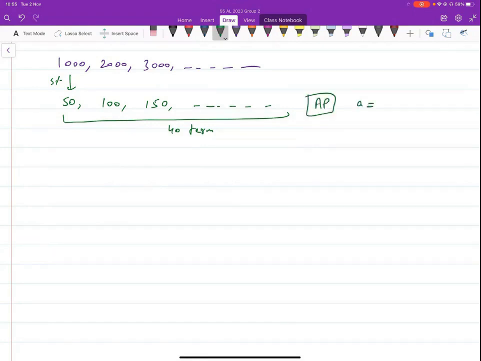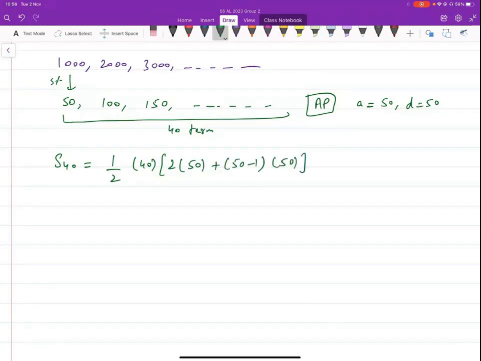What is the first term for this AP? What's the difference? That's also 50. We can find the sum of all those 40 terms here. That's half into n, which is 40, into 2 times a, that's 2 times 50, plus n minus 1, that's 40 minus 1 times the difference. And you can evaluate this. This is 20 into 100 plus 39 times 50. What's that? 2450. What do we get from this?